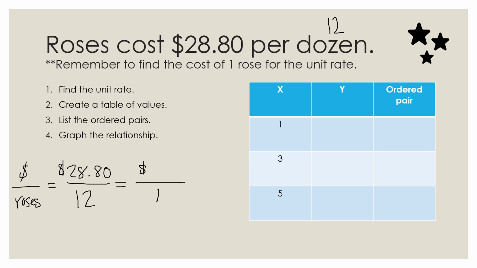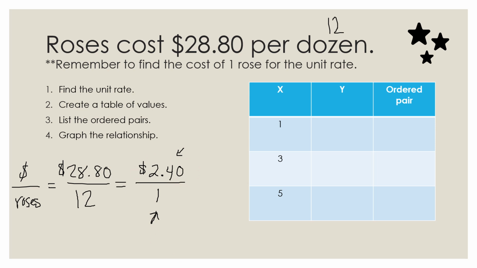So first things first, we need to find that unit rate. And I'm going to do that simply by dividing 28.80 by 12. And 28.8 divided by 12 is 2.4, or $2.40. This is our unit rate. When you get a 1 for your denominator, your unit rate is your numerator. So I have a 1 on bottom. This will be my unit rate.